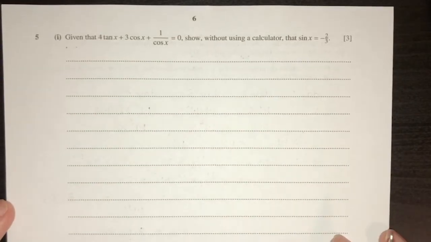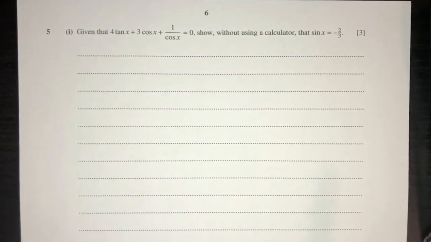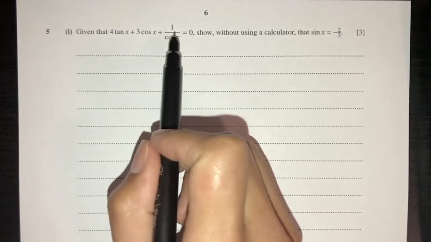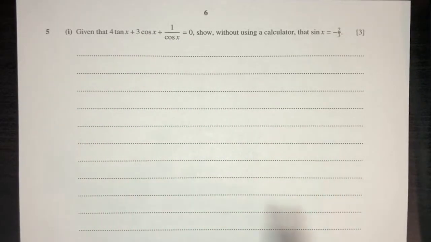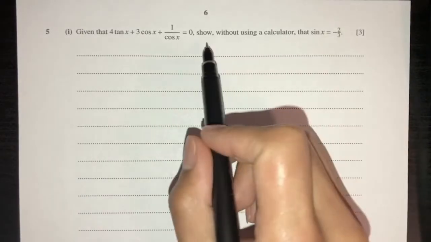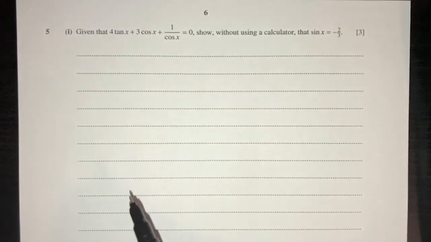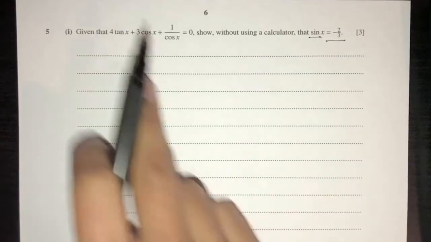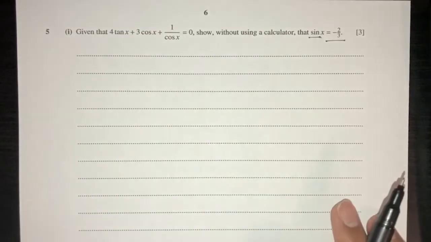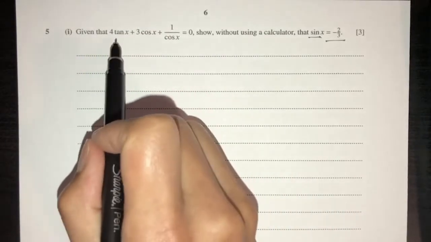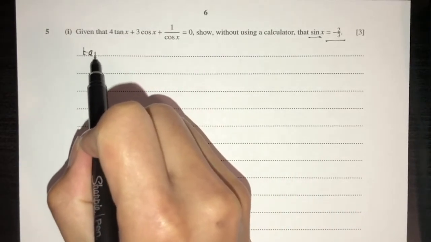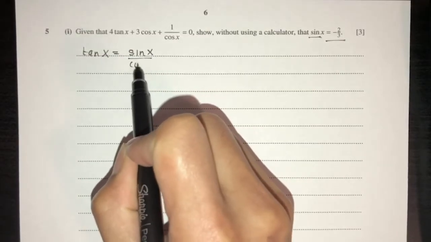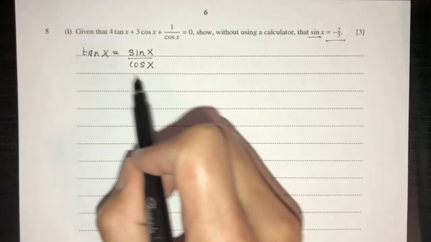Now let's move on to question number 5. So part 1, given that 4 tan x plus 3 cos x plus 1 over cos x equal to 0. Now, without using a calculator, it means that you have to show every step of your work, show that sin x equals this. So we have to transform this into this one. So let's do it step by step. First thing you realize is that tan x is equal to sin x over cos x. So we can first replace this in this.